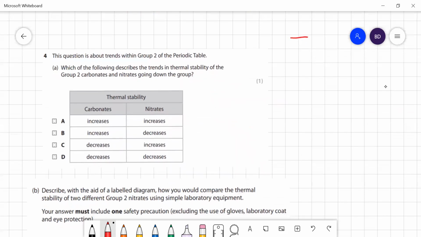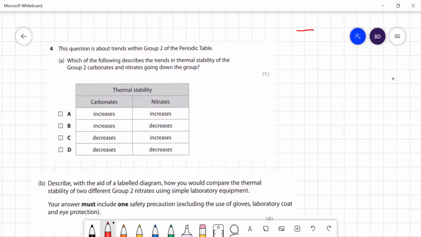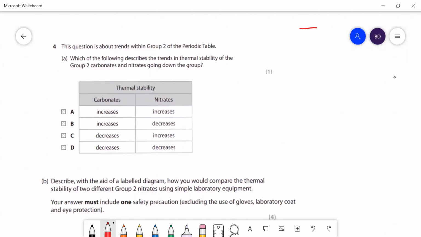Question now about group 2. Which of the following describes the trends in thermal stability of group 2 carbonates and nitrates? Right, so this is a straightforward factual recall, and the stability of both of them, they both increase as you go down the group. Okay, so starting off, we've got magnesium, calcium, strontium, barium. Barium carbonate and barium nitrate are the most stable of those, so A is the answer.